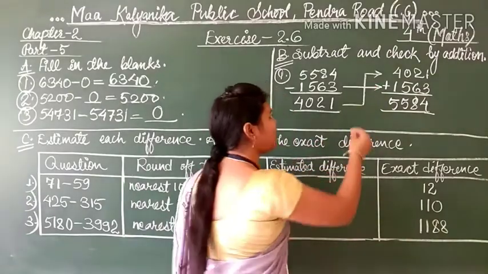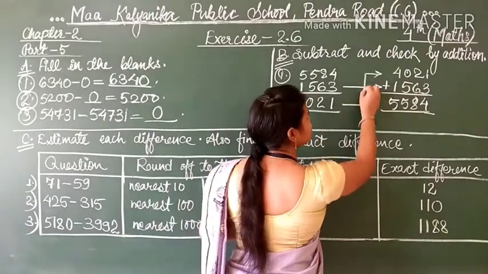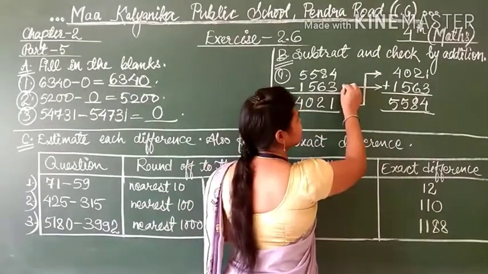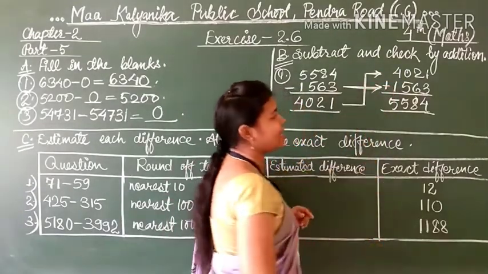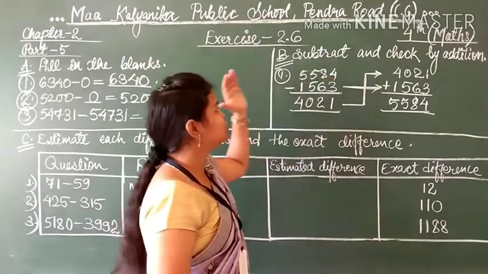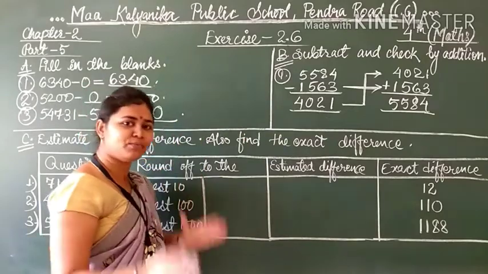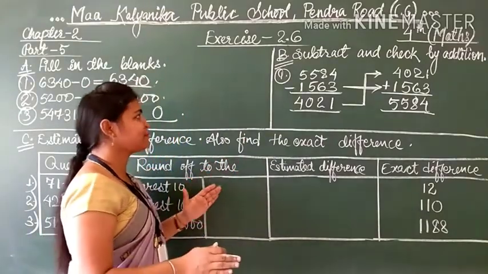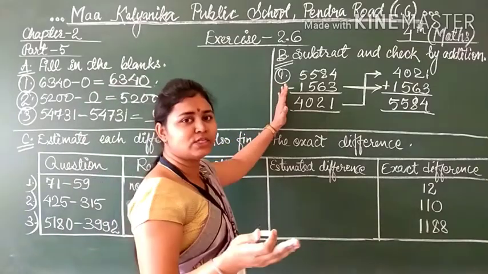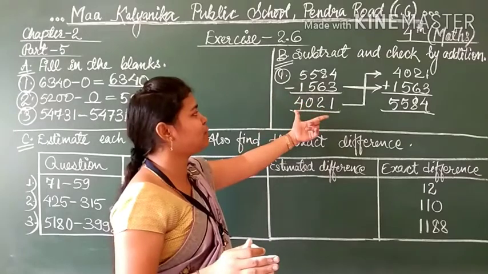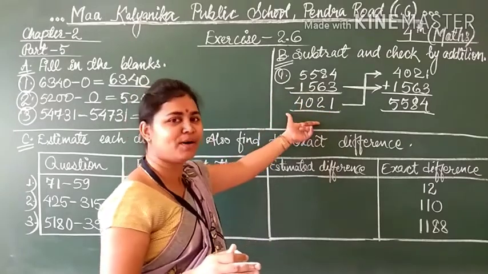By showing the arrow, I am giving you the clues. This is the number you have written first, and this is the number which you have written second, and you add the numbers until you receive this number. So students, in this way you can subtract the numbers and check by addition. Now I hope the rest of the questions of question number B you can solve very easily depending upon the arrows and understanding question number 1.